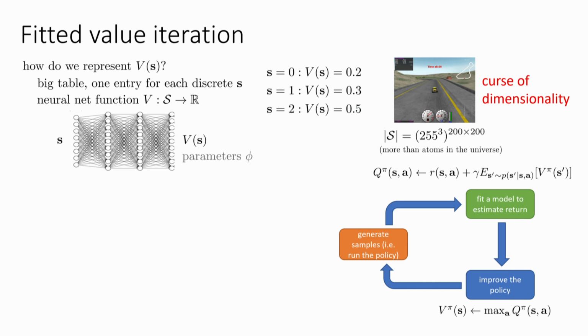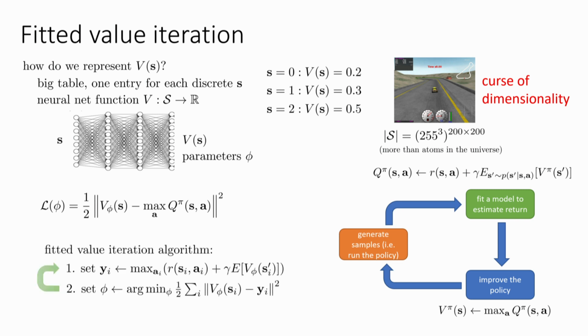That's our neural net. It has parameters phi, and we can do something similar to what we did before for actor critic. We can train this neural net via supervised regression by constructing training data where inputs are states and outputs are estimated values. How do we estimate our values? Well, we take our Q values from before and we take the max with respect to actions. So you can actually do something like this. This gives you what is called a fitted value iteration algorithm.